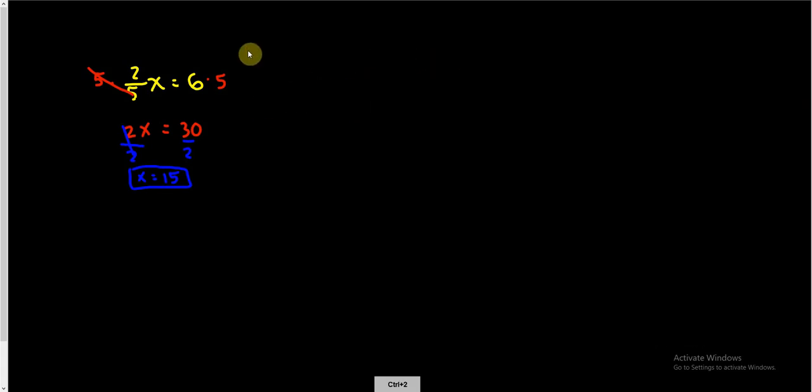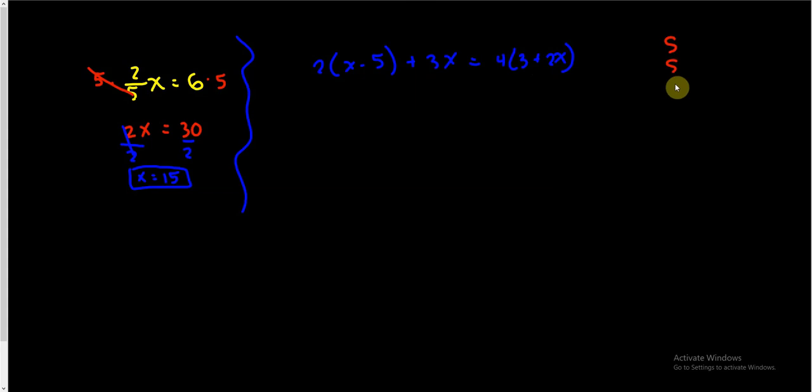Now, let's keep moseying and do some more examples. Let's start building more. Let's do some that actually require us to look at more of those s's, all 3 s's. Let's go with 2 parentheses, x minus 5 plus 3x equals 4 parentheses, 3 plus 2x. And if I'm trying to do this, I know I have my 3 s's I need to tackle.